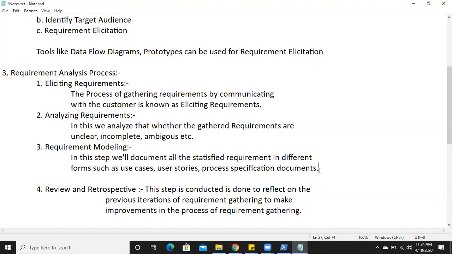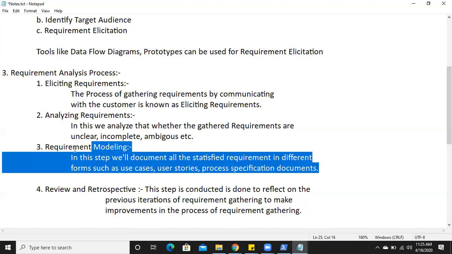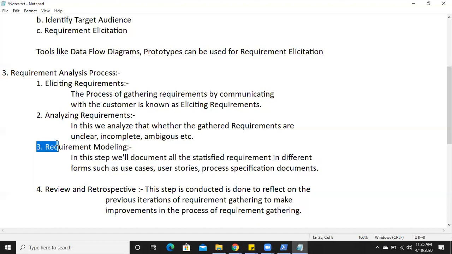You can say in our next unit, because we have the dedicated unit number two, where we only discuss the modeling techniques, like what is the meaning of data flow diagrams, what is entity relationship diagram, what are different attributes available in those models. So this is about our third step, requirement modeling. We present a conceptual view. Right? Now in the fourth step, we review all those processes: review and retrospective.